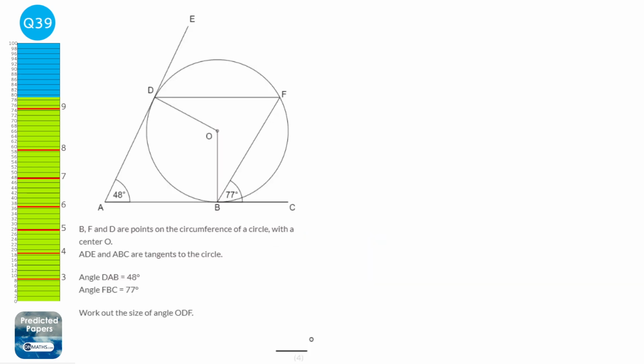So with all these circle theorem questions, there's multiple ways of doing it. I'm going to show one way, but if you've got a different way and you get the right answer with correct methods, then please feel free to use that.